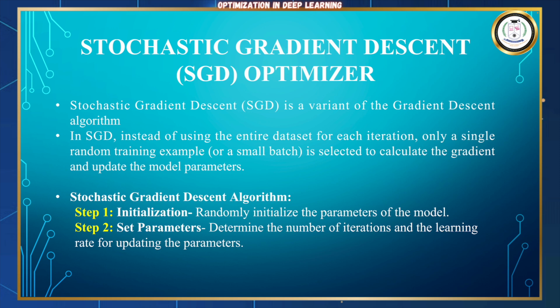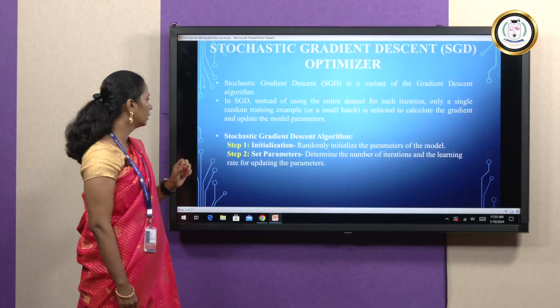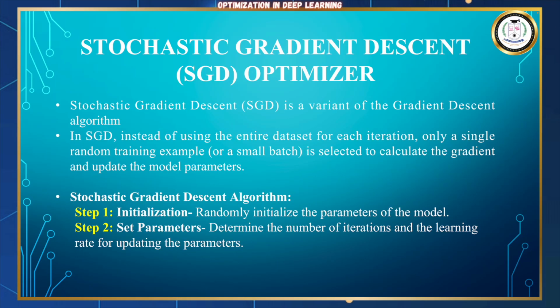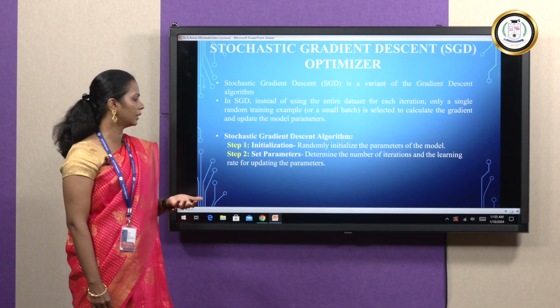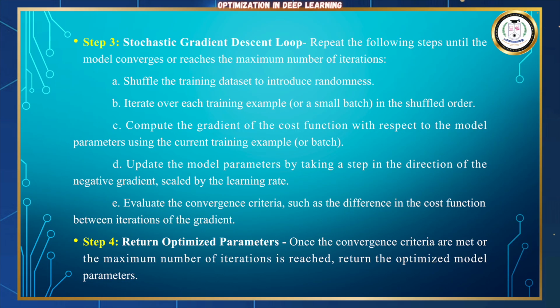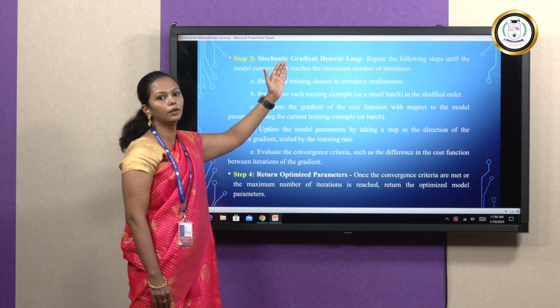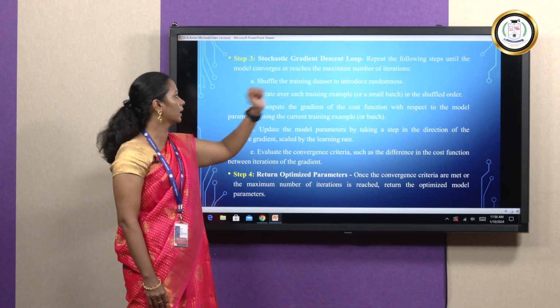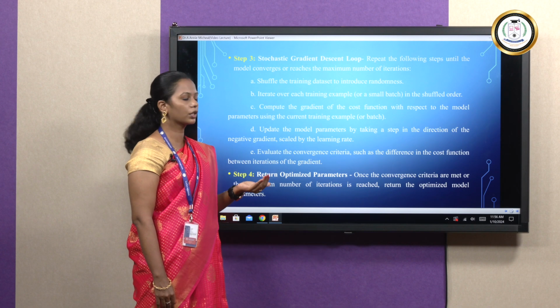Step 1, initialization. First we are going to randomly initialize the parameters of the model. Next we are going to determine the number of iterations as well as the learning rate for updating your parameters. So we have a loop here, the stochastic gradient descent loop. We are going to repeat this step until the model converges or it reaches the maximum number of iterations. First step, we are going to shuffle the training data set. Randomly we are going to shuffle and iterate over each training example in the shuffled order.